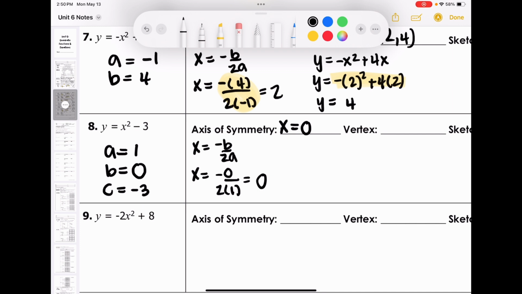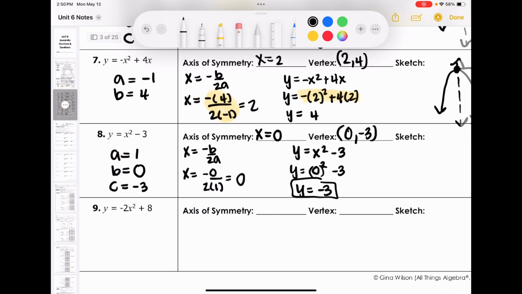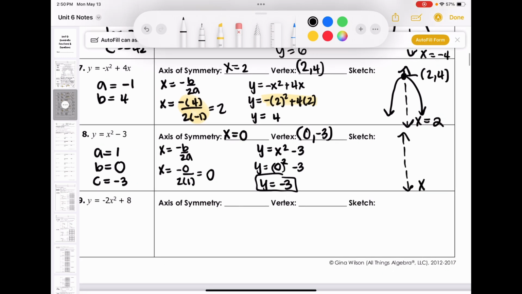Now I'm going to plug the 0 into our equation. And that's going to equal negative 3. So now I'm going to draw my sketch. I'm going to label my axis of symmetry x equals 0. Our A value is positive, so it's going to be facing up. And then I'm going to label my vertex 0, negative 3.